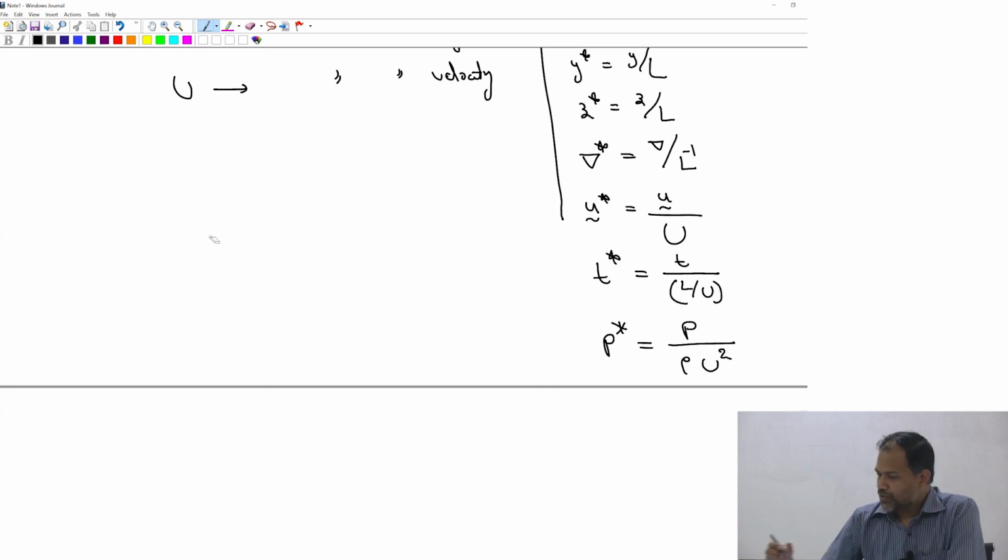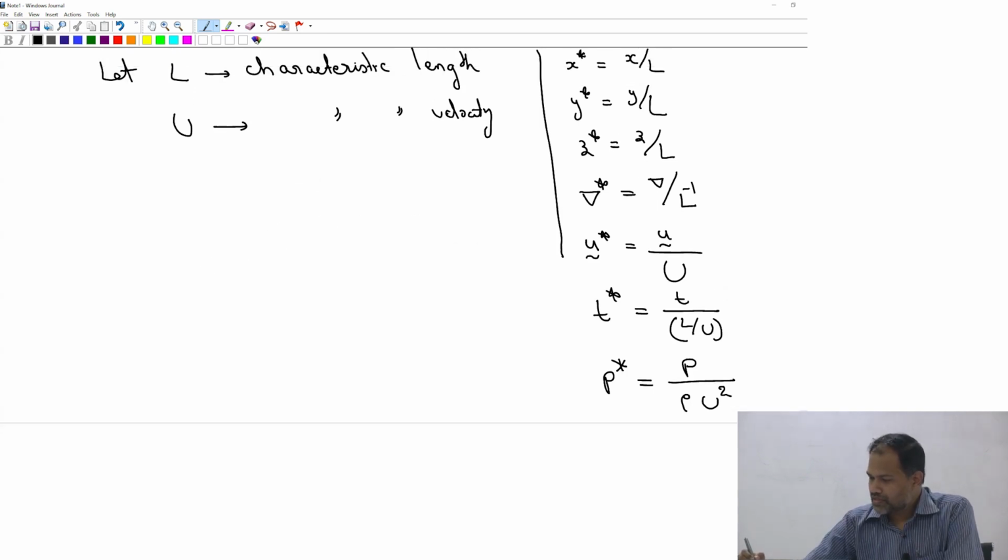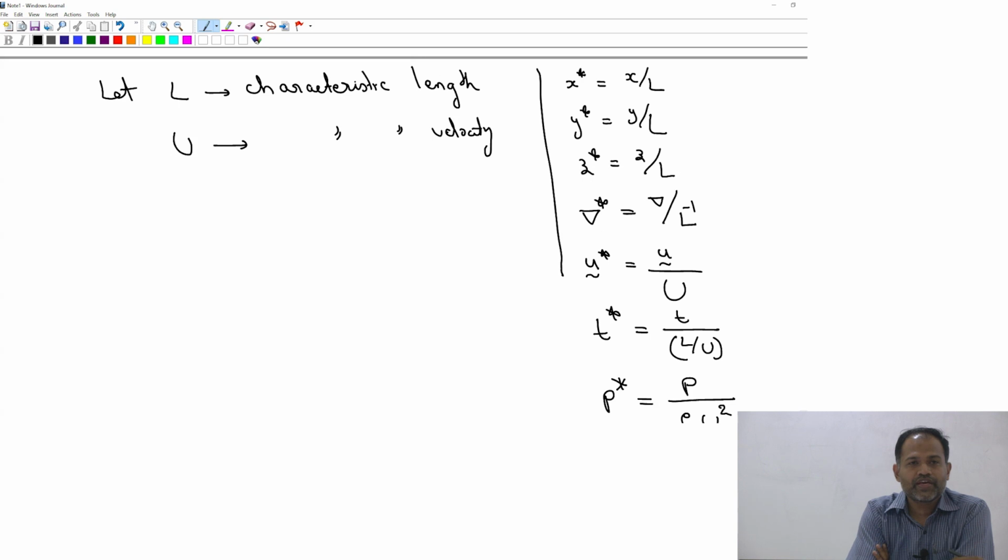Okay, so those are my non-dimensional variables, that list. So we can go ahead. What you see on the right hand side is my non-dimensionalization. Now we can substitute and see what happens, how many reduced variables we are going to get. The first equation again is the continuity equation, which is divergence of u is equal to 0.